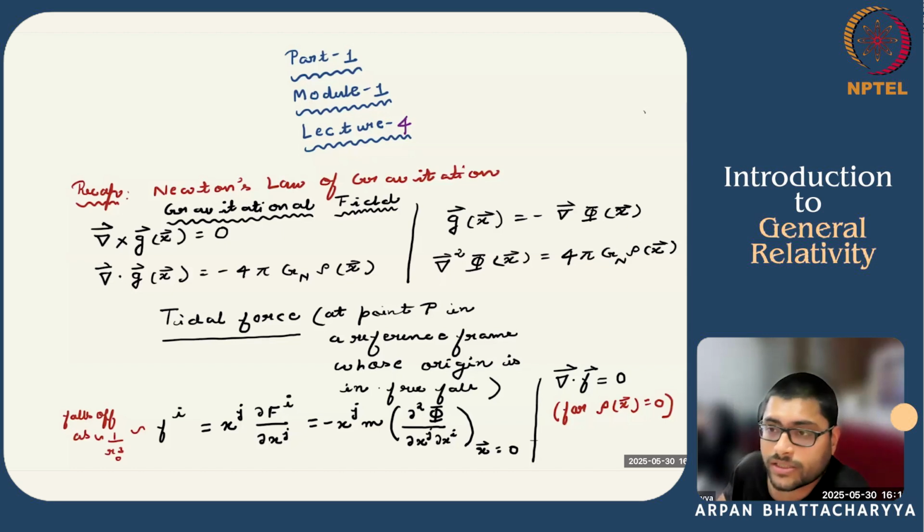Now, we have also discussed various important properties like uniqueness and existence of the solution of the Poisson equation, as well as the mean value theorem and the Earnshaw theorem in the previous lecture. Please keep that in mind.